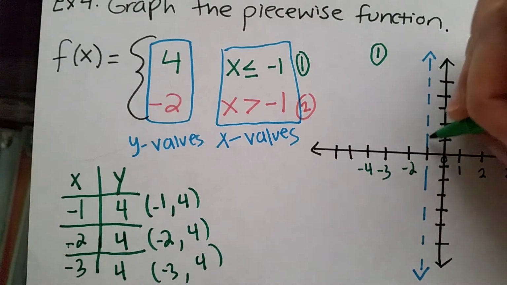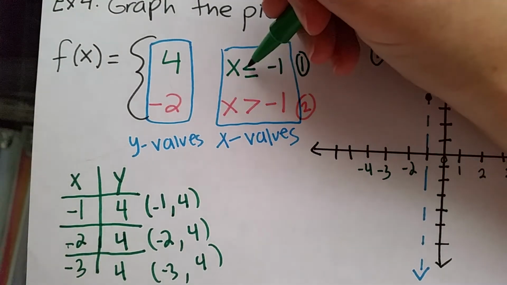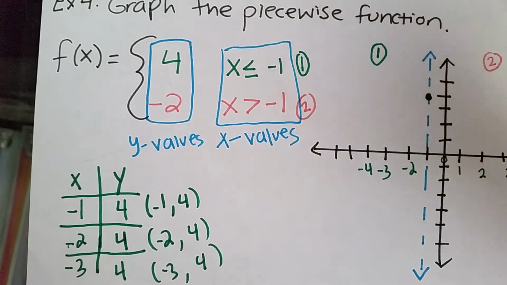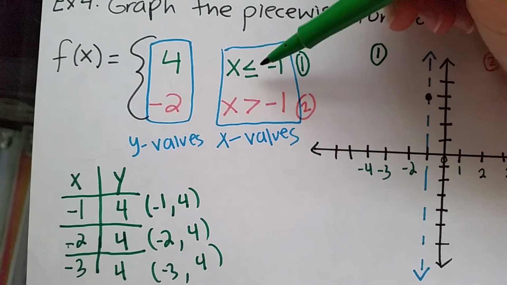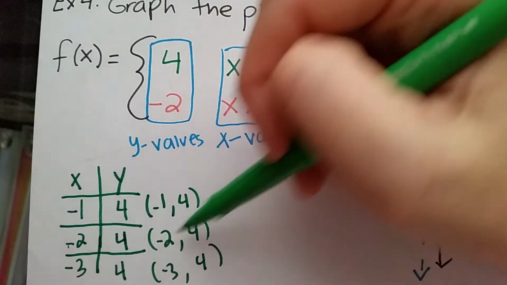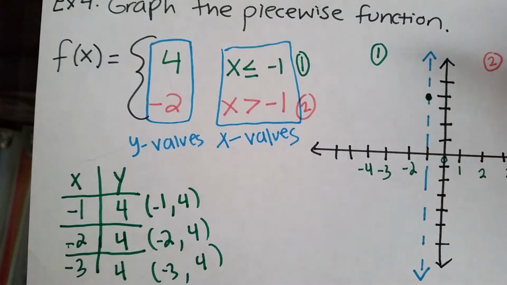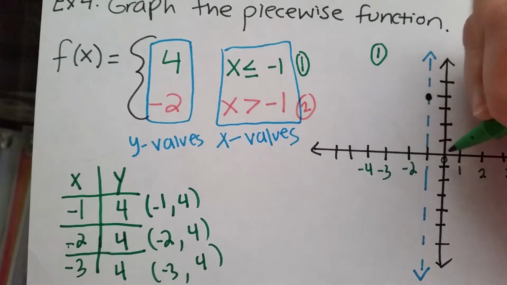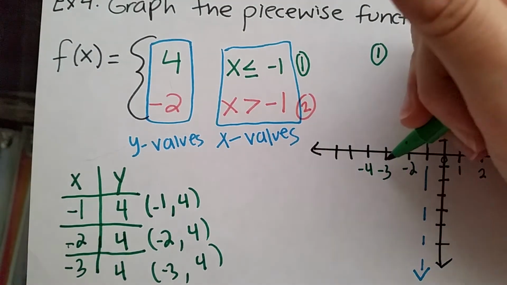So I'm going to start by plotting my 3 points. I have one at -1, 4, and I'm going to put a closed bubble because on here it can equal -1. Now, all the other numbers that aren't on your inequality are always a closed bubble, no matter what. So all these points are closed bubbles. The only ones we have to worry about are the ones that fall on the dashed line. So everything else is a closed bubble. So I have one at -2, 4, and -3, 4.